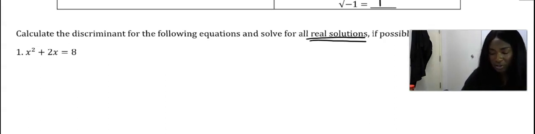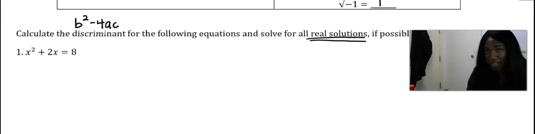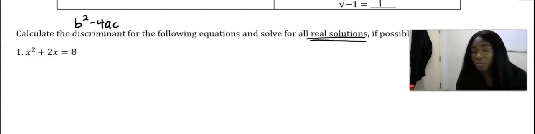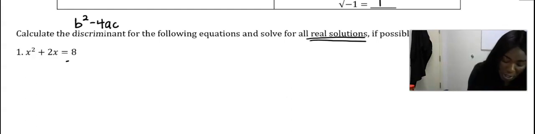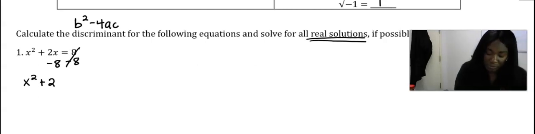So in order for us to determine the discriminant, which is b squared minus 4ac, I need to know what a, b, and c are. But before I can determine what those values are, we first need to get 0 on one side of this equation so that we can see a, b, and c. So I'm going to subtract 8 from both sides of this equation, just so this is written in standard form.